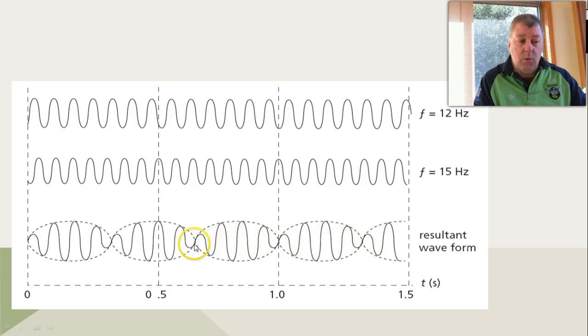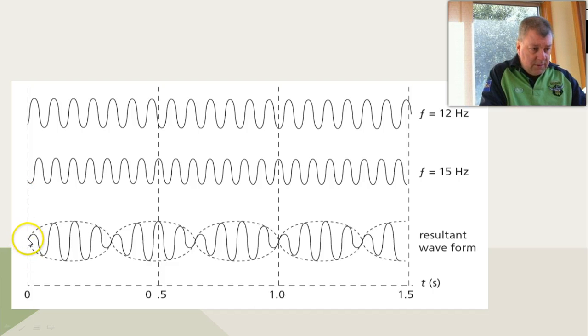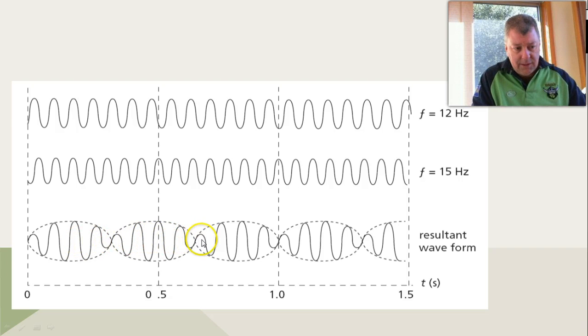It's a waveform, and so if we had a time scale and we moved the time scale through this, you would get a loud sound, then a soft sound, then a loud sound, then a soft sound, then a loud sound, then a soft sound. And that resultant beat frequency is 3 Hertz.